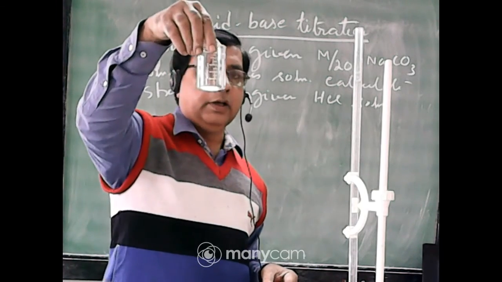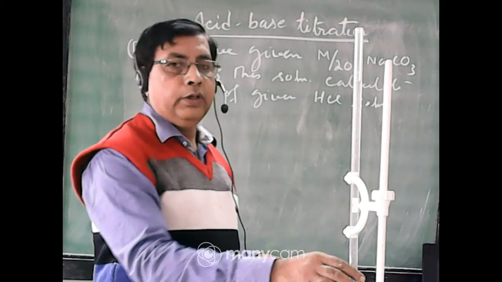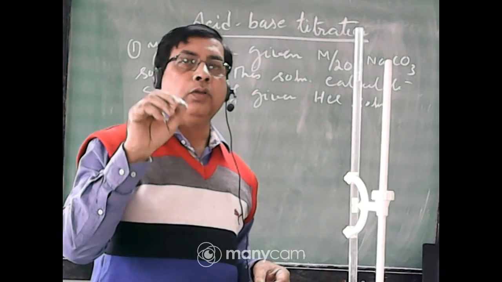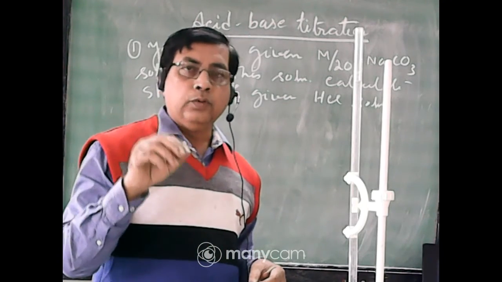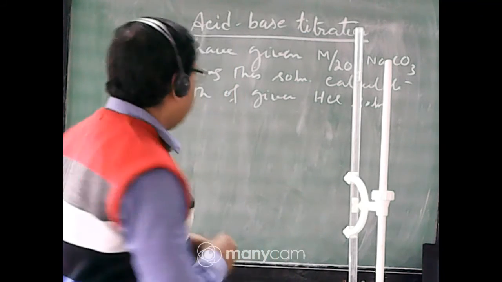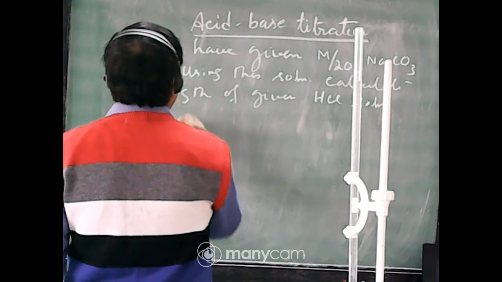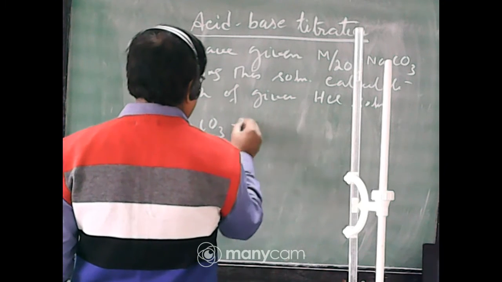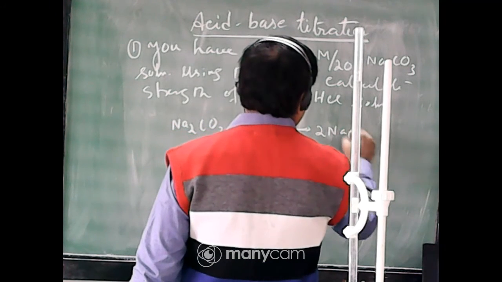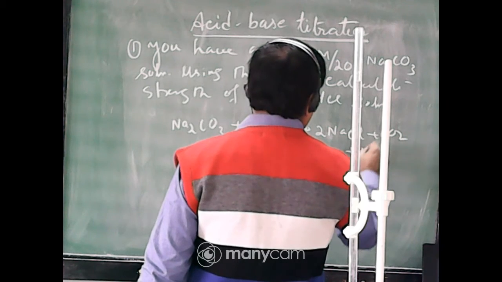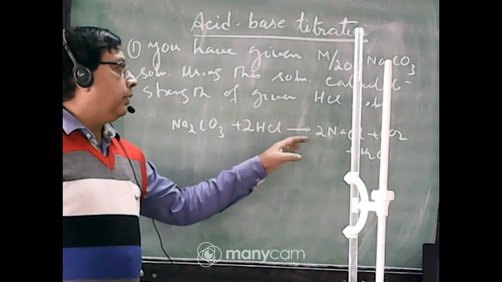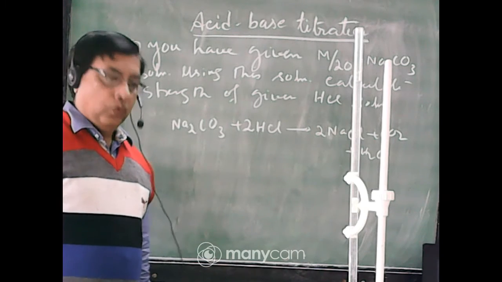We take it in a beaker, and in the pipette we take M/20 sodium carbonate solution. That is, the strength of the sodium carbonate is given. You have to calculate the strength of dilute hydrochloric acid. Now first you write the equation. Na2CO3 plus 2HCl gives 2NaCl plus CO2 plus water. This is the equation.